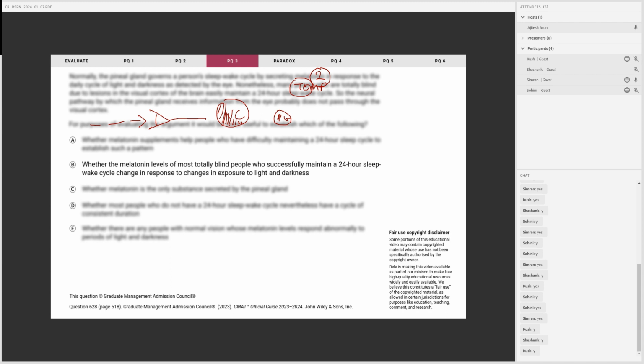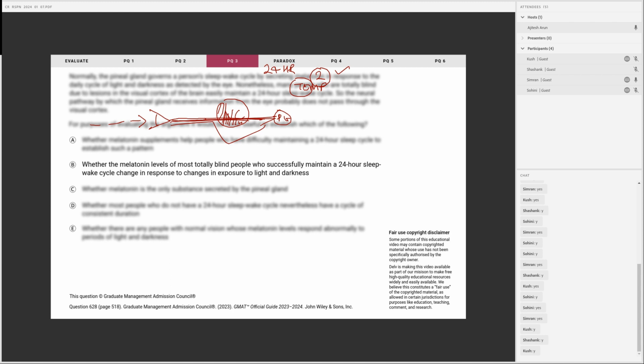So if they're able to maintain the 24-hour sleep wake cycle and the pineal gland is not changing the melatonin levels, that means the second one must be what is actually helping them achieve the 24-hour sleep wake cycle, right? So if the alternative mechanism is what is actually helping you maintain the 24-hour sleep wake cycle, then in that case, the neural pathway can go anywhere it wants, right? It doesn't have to get information to the pineal gland, right? It may be passing through the damaged portion of the visual cortex.